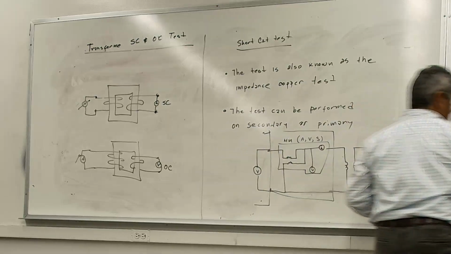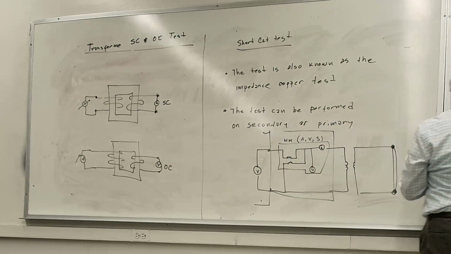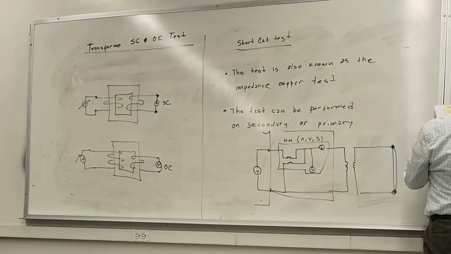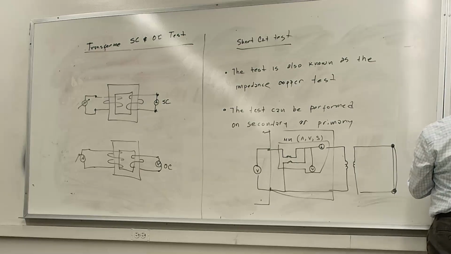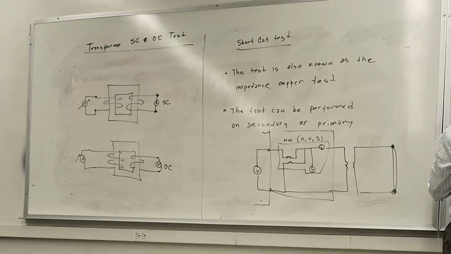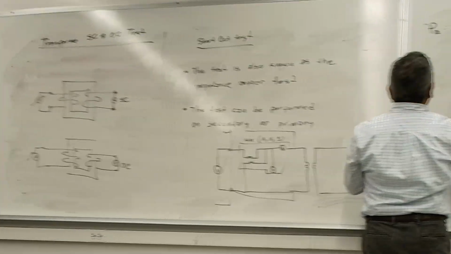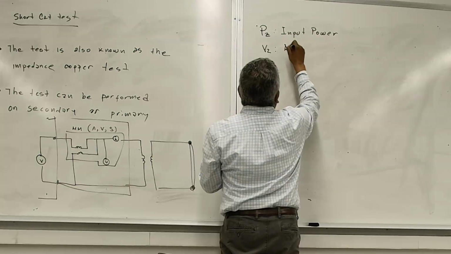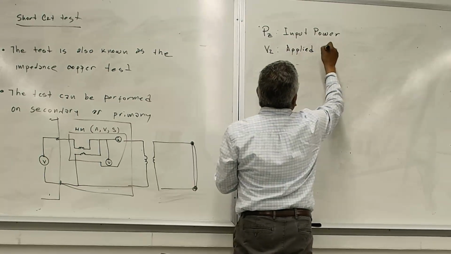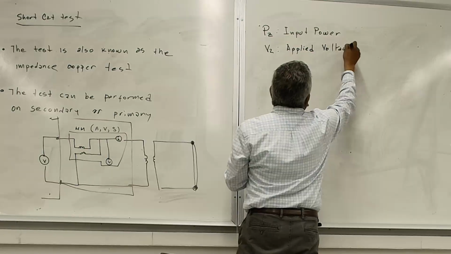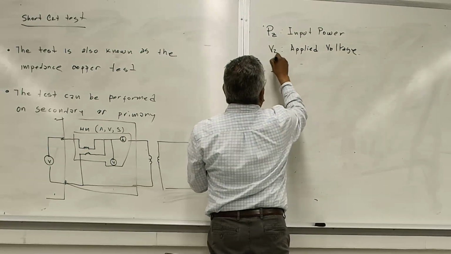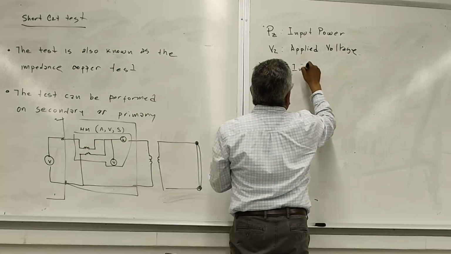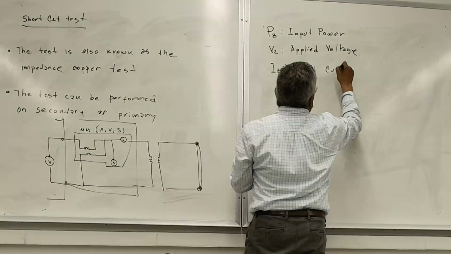So what do I measure? I'm gonna call this PZ for the short circuit test. This is the input power out of the multimeter. VZ is the applied voltage. And then last but not least is your IZ, or your input current. Okay?